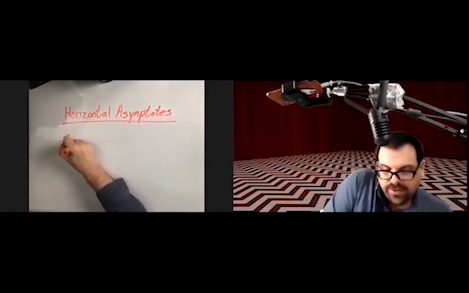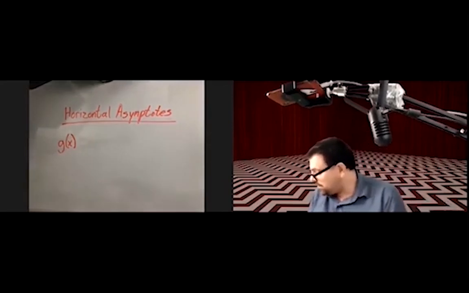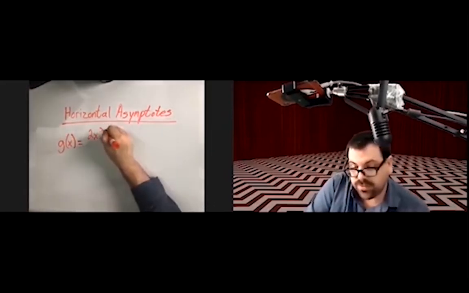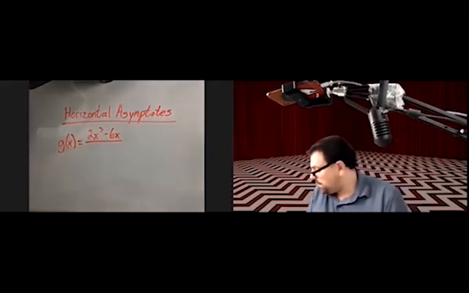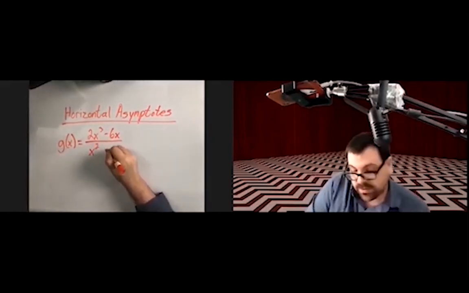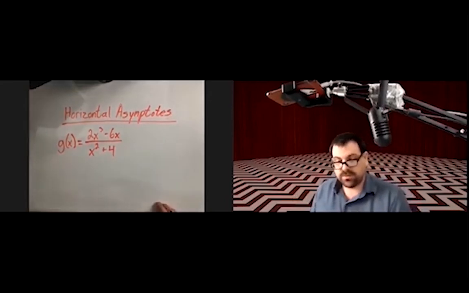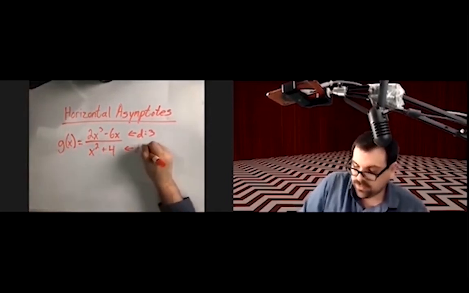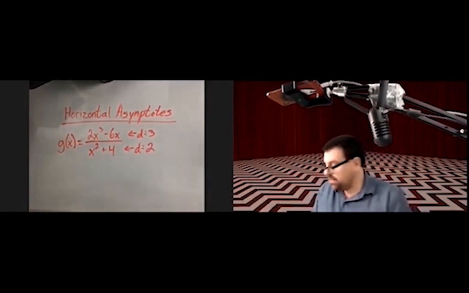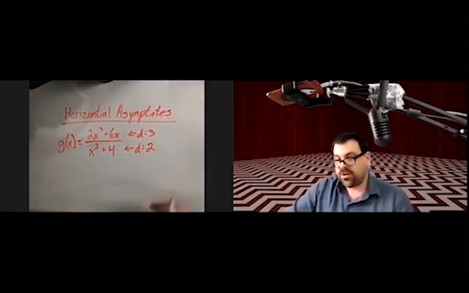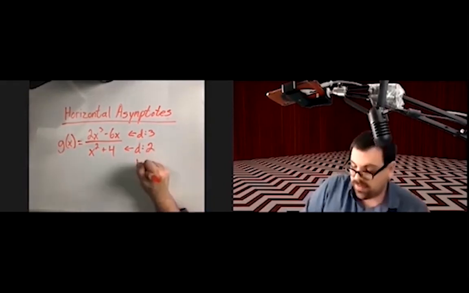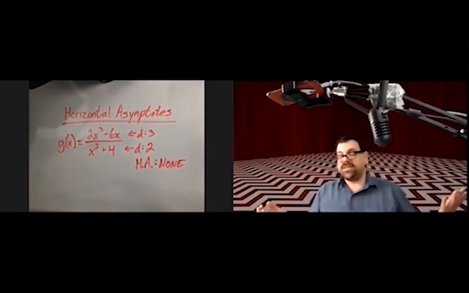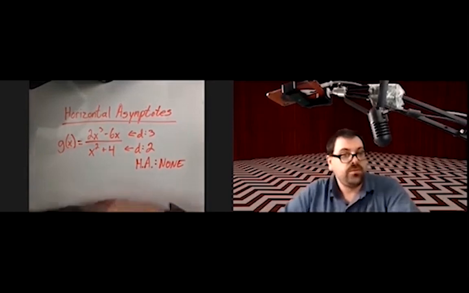Now let's say we have g of x equals 2x cubed minus 6x all over x squared plus 4. The degree of the top is 3. The degree of the bottom is 2. The degree is bigger on the top than on the bottom. So the answer to what's the horizontal asymptote would be none.